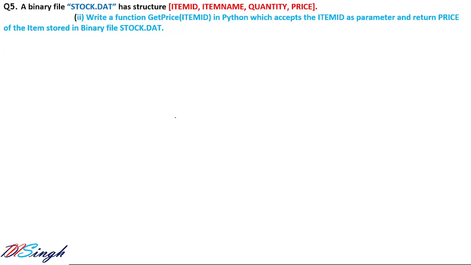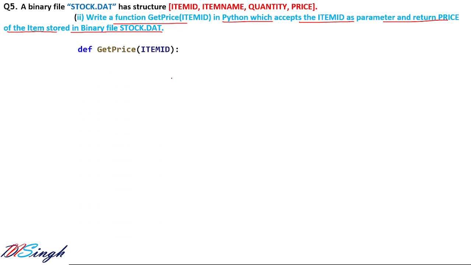Next sub part is a different one. A binary file stock.dat has a structure, item id, same. Write a function get price in Python which accepts item id as a parameter and returns the price of the item stored in the binary file stock.dat. So item id will be given in the parameter, and the return value is the price of that particular item.